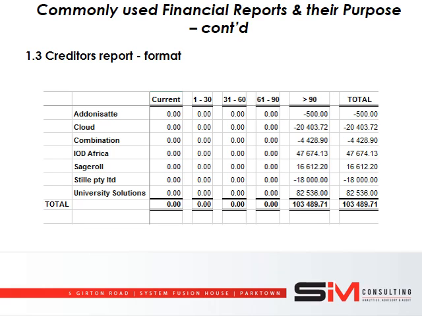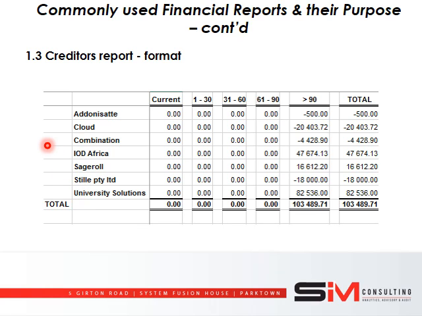The three features that I spoke about: the names of the companies that you owe money. You will see in this instance you owe Adonisite, you owe Cloud, you owe Combination, you owe IOD Africa, you owe Sage Roll, you owe Steel Pty Ltd, and University Solutions. These are the people that your company owes money to, and these people ought to show in your creditors report.